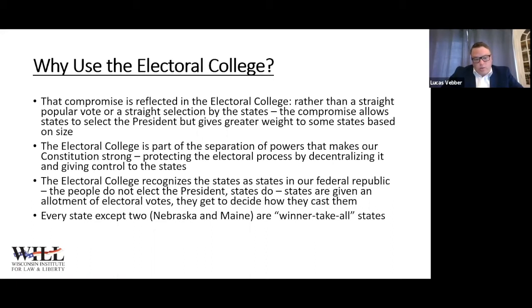The Electoral College recognizes states as states in our federal republic. The people don't elect the president of the United States. The states do. It's designed that way purposefully. Every state except 2 is a winner-take-all state. Nebraska and Maine set up their electoral votes based on districts within their states.